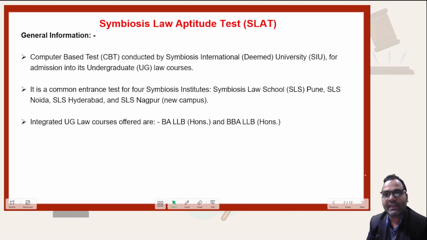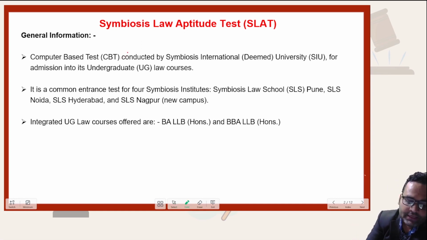So let's have the basics about the Symbiosis Law Aptitude Test, that is SLAT. It is a computer-based test which is conducted by the Symbiosis International Deemed University for admission into its undergraduate UG law courses. Normally, in the Symbiosis Law School, you have two types of undergraduate law courses which are offered at 4 different campuses. These are Pune, Noida, Hyderabad, and Nagpur, which is a new campus.